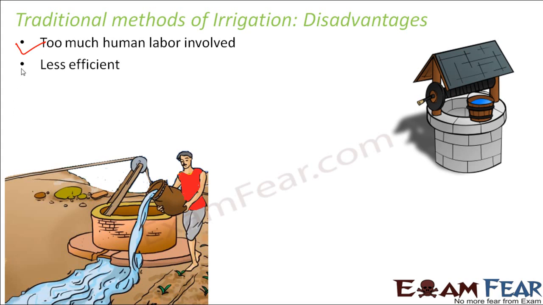It is less efficient, because in this case it depends on the human being. So maybe some part of the field gets more water, some part of the field gets less water, because it is not something which has been automated. It depends on human beings. Sometimes it might also happen that some part of the field is missed and does not get water. So that means the process of applying water to the field is less efficient.